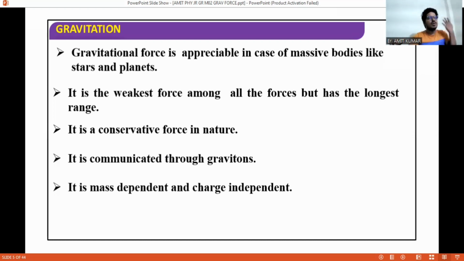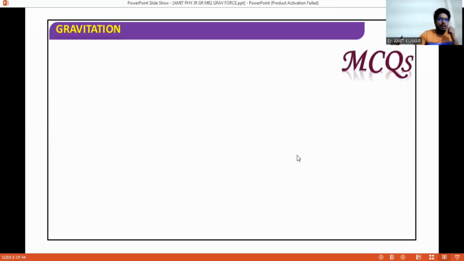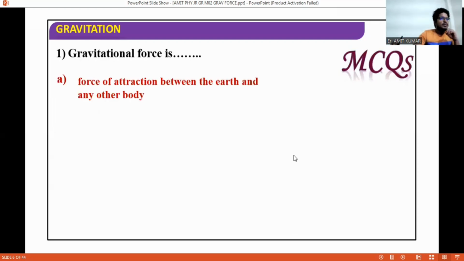All the points are very important. You should know all points to solve questions correctly. Any doubt to anyone? Can you solve questions? So, gravitational force.